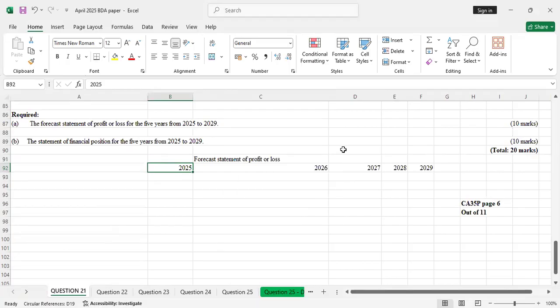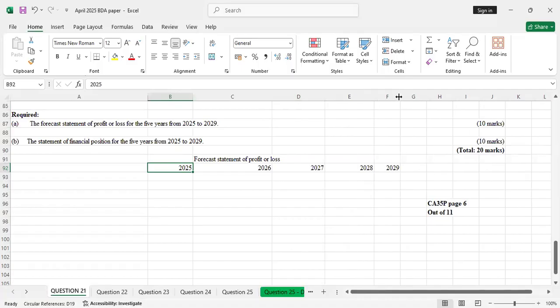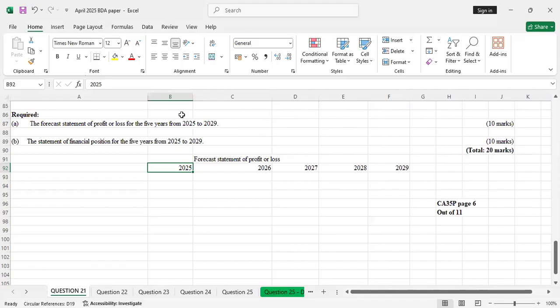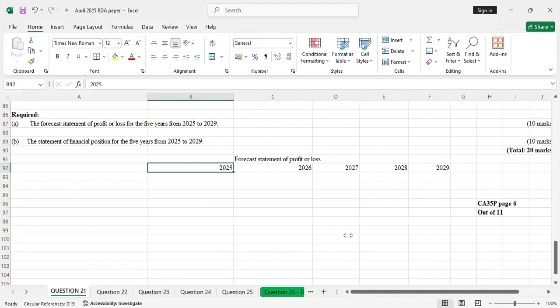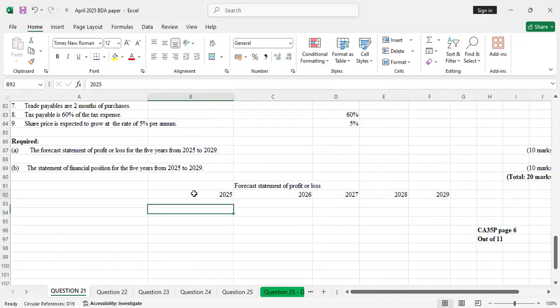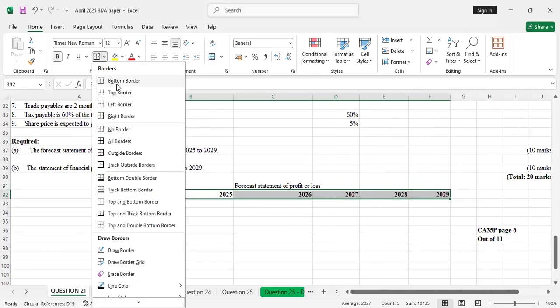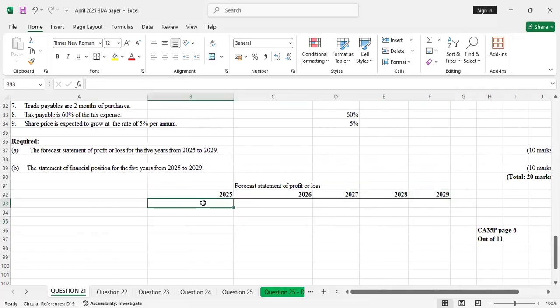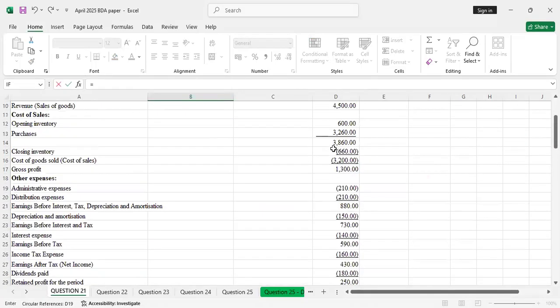Let me see if I can reduce the size of this column by increasing that a little bit. There is one here, also increase that. After that, now I'll bold, then I'll create the bottom border. The shillings were in thousands, if I'm not wrong.